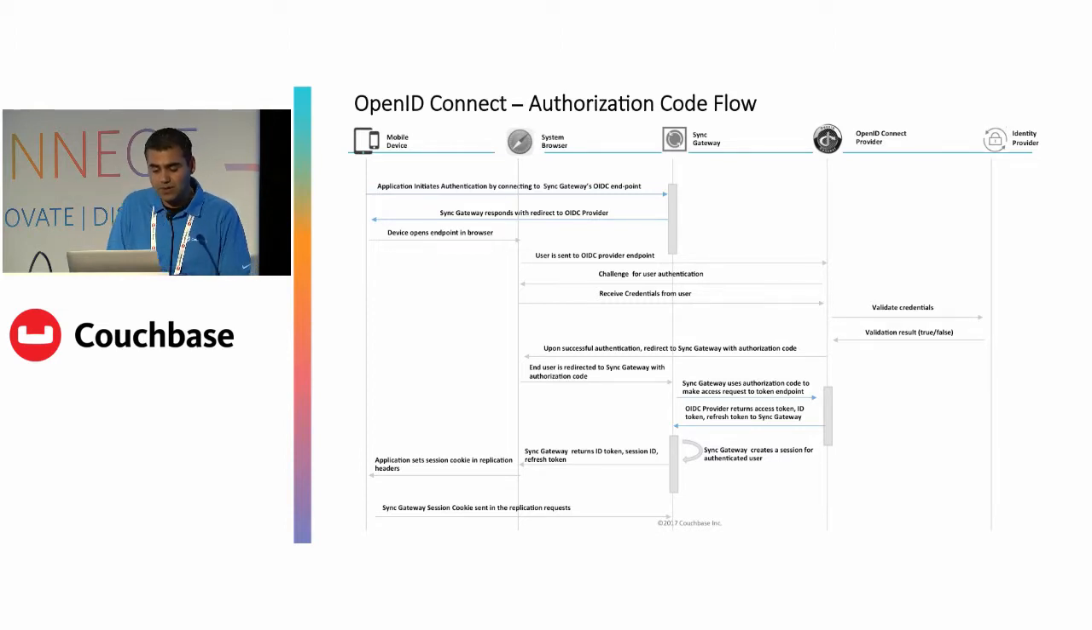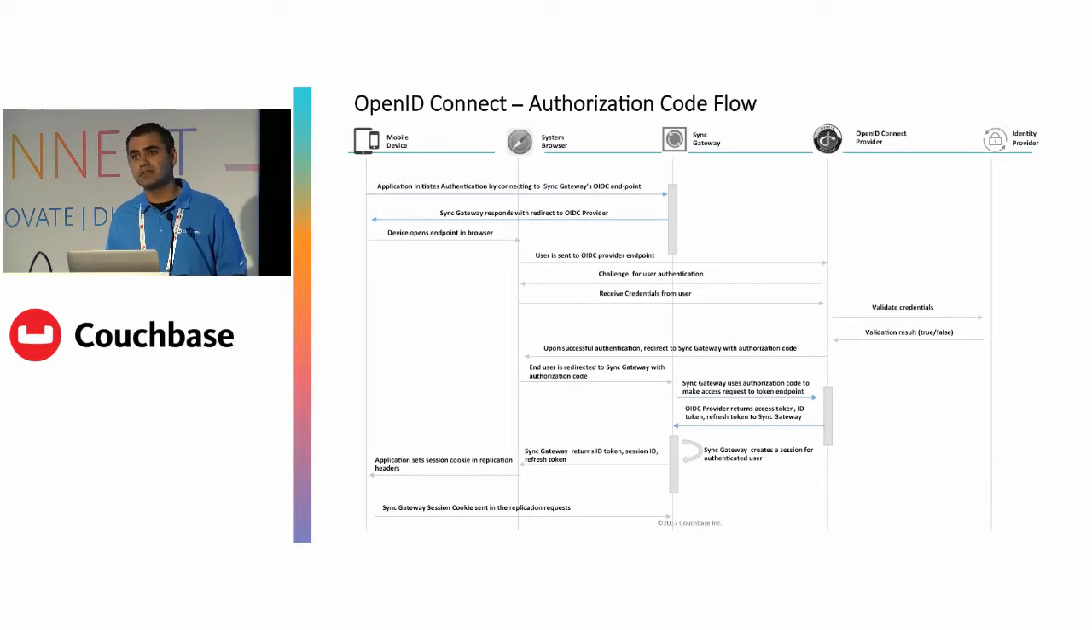The sync gateway uses the authorization code to request a token from the OpenID Connect provider. The OIDC provider returns an access token, a refresh token and an ID token to the sync gateway. Sync gateway essentially creates a session for the authenticated user. And once the sync gateway session is created, it returns that session ID, with the ID token and the refresh token, to the system browser, from where the system browser then makes that information available within the app.